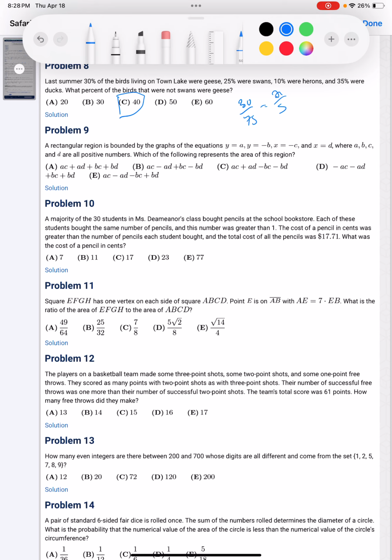Let's do problem 9. The rectangular region is bounded by the graphs of the equations y equals a, y equals negative b, x equals negative c, x equals d, where a, b, c, and d are all positive numbers. Which of the following represents the area of the region?